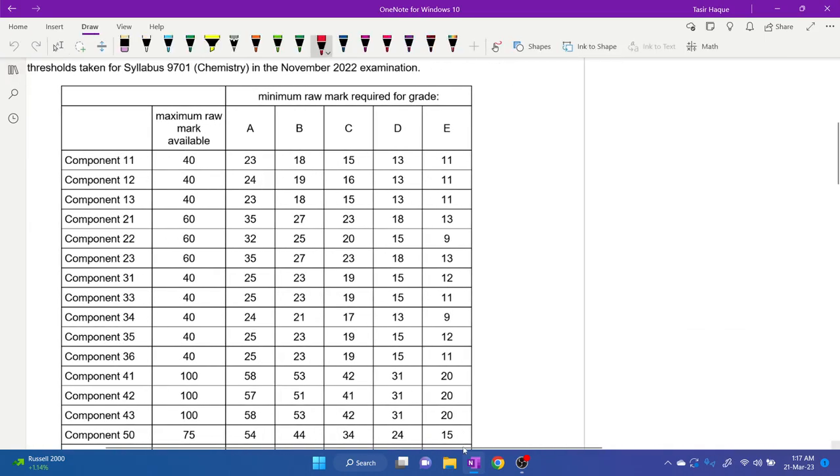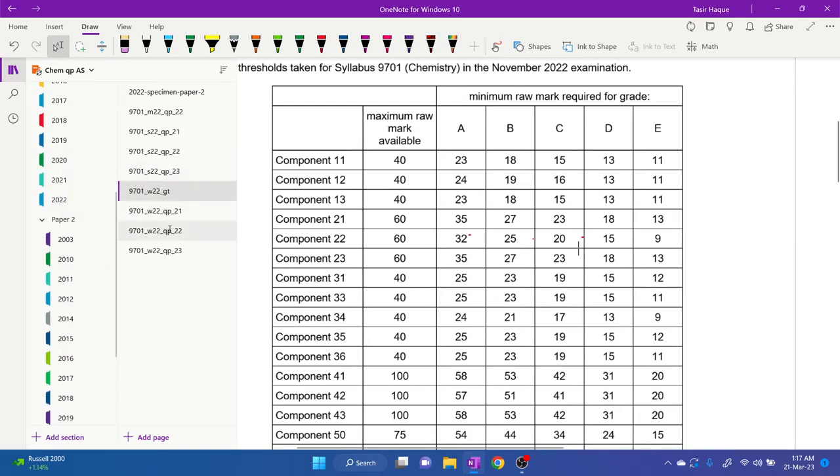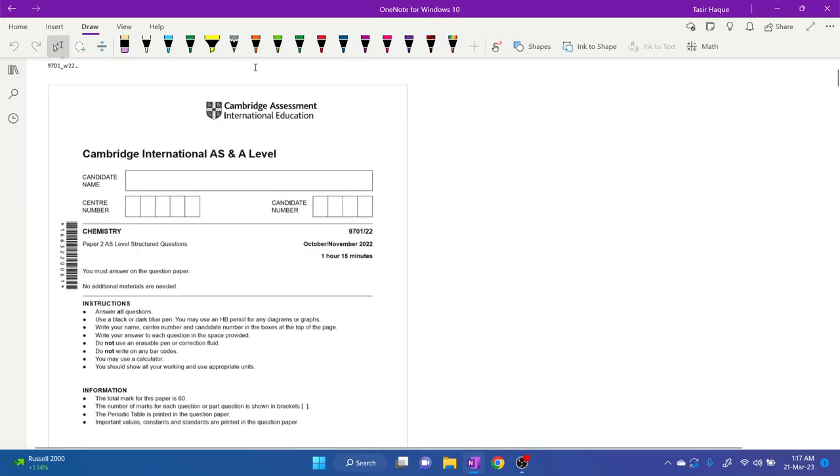So for paper 22, A was at 32, B was at 25, C was at 20, D was at 15, and E was at 9. Alright. So this paper was apparently harder than paper 21, or so it seems. Okay, so the full mark is 60. A was at 32, B was at 25, C was at 20, D was at 15, and E was at 9. Okay, that's good.